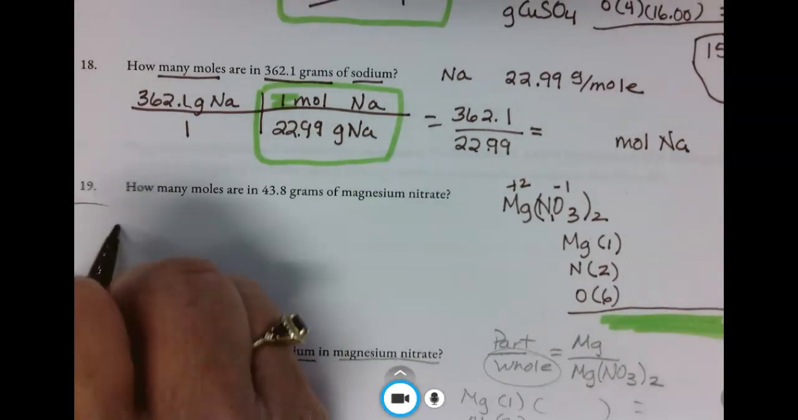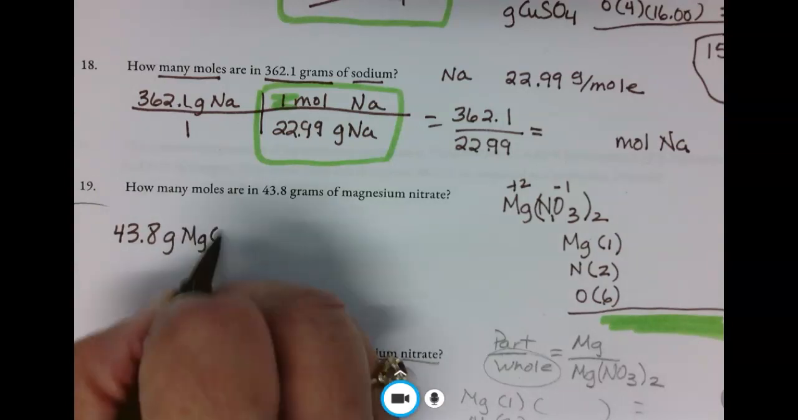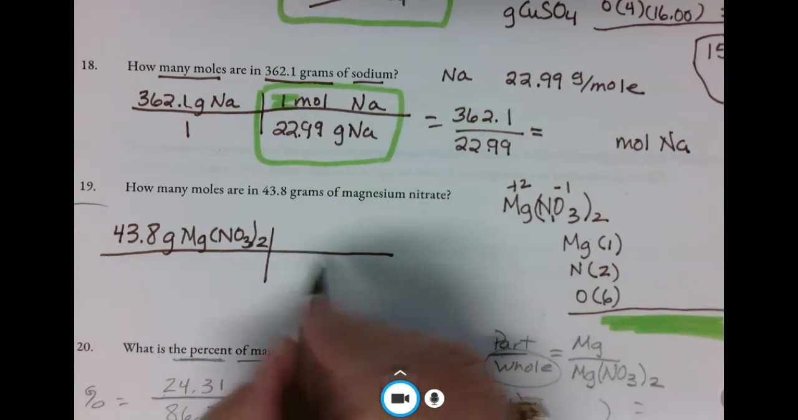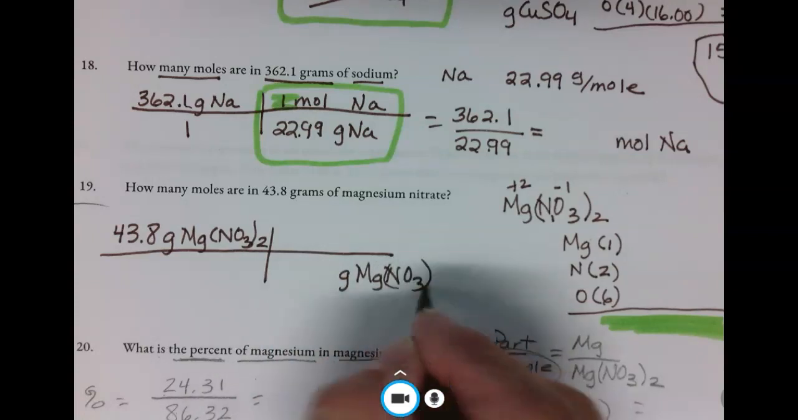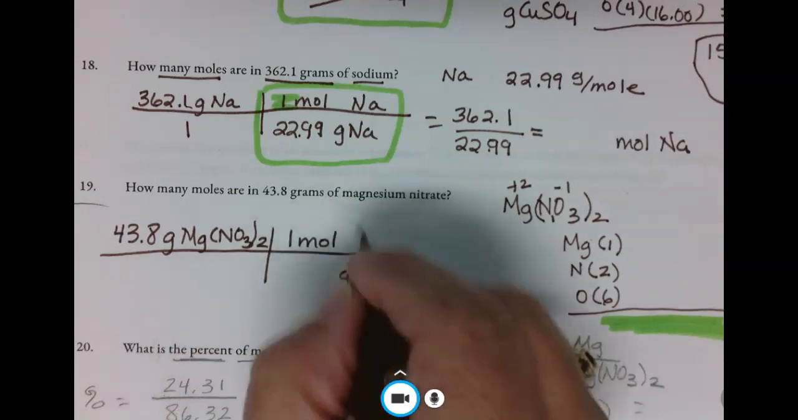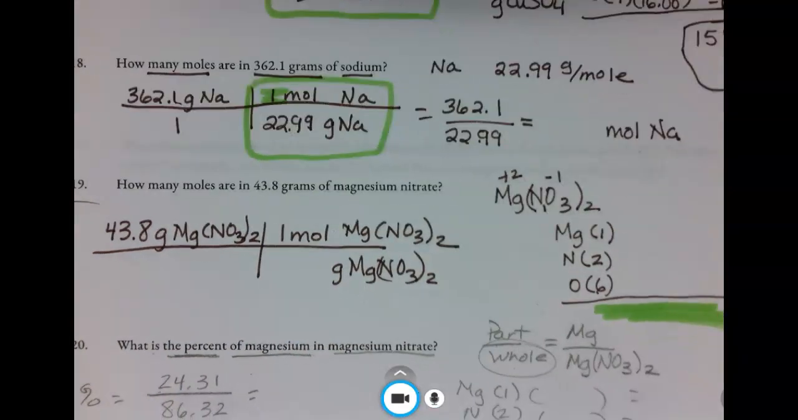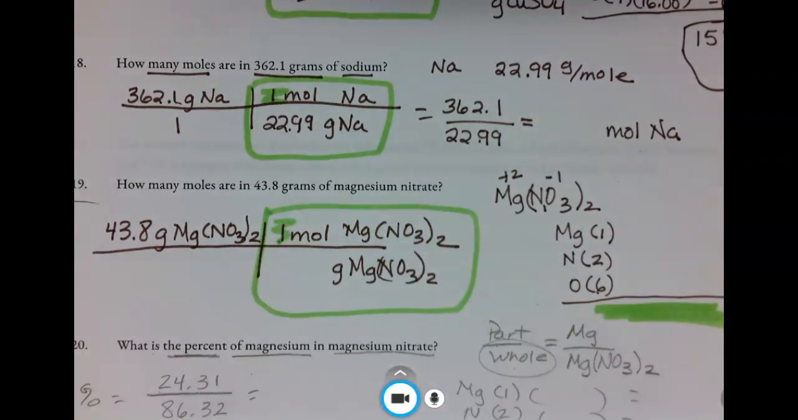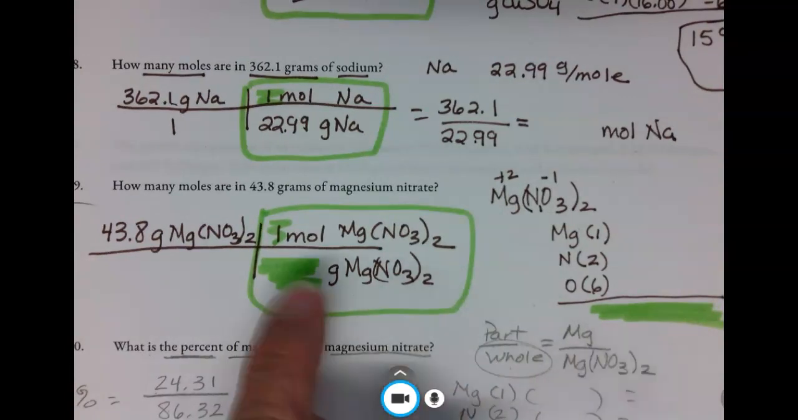So let's go ahead and write your given, 43.8 grams of magnesium nitrate. Okay, we're going to moles. So your grams of magnesium nitrate would go here for 1 mole of magnesium nitrate. Okay, again, this is a conversion factor. You're always going to put the 1 with your conversion factor. Now here is the value that we had over here. It's going to go over here.